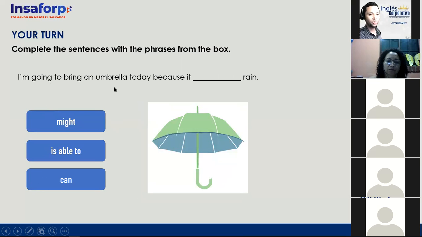I'm going to bring an umbrella today because it might rain, is able to rain, or can rain. Might. It's a possibility. Might. Okay. That is correct. Only one person is answering me right now. Let's see. What happened with the others? It might rain. Very good. That's the answer. Very, very good.